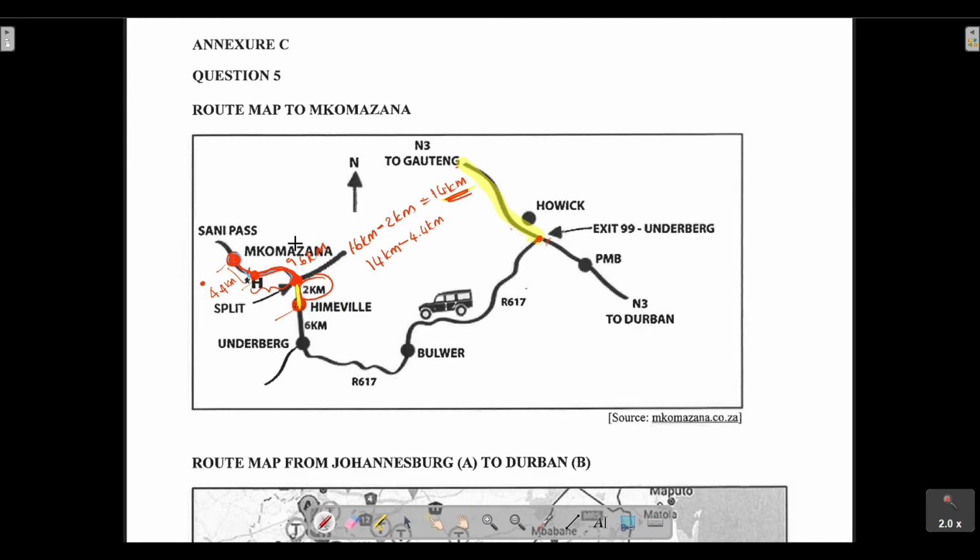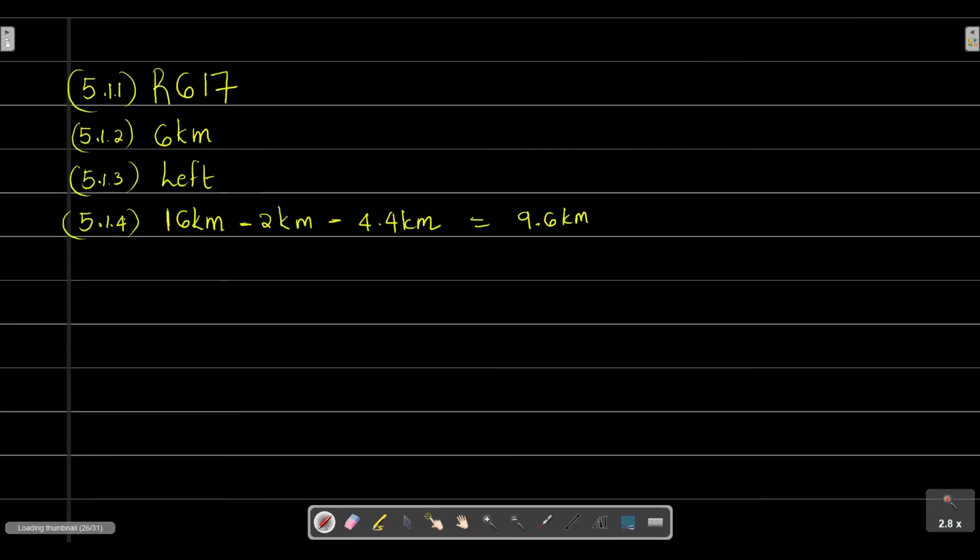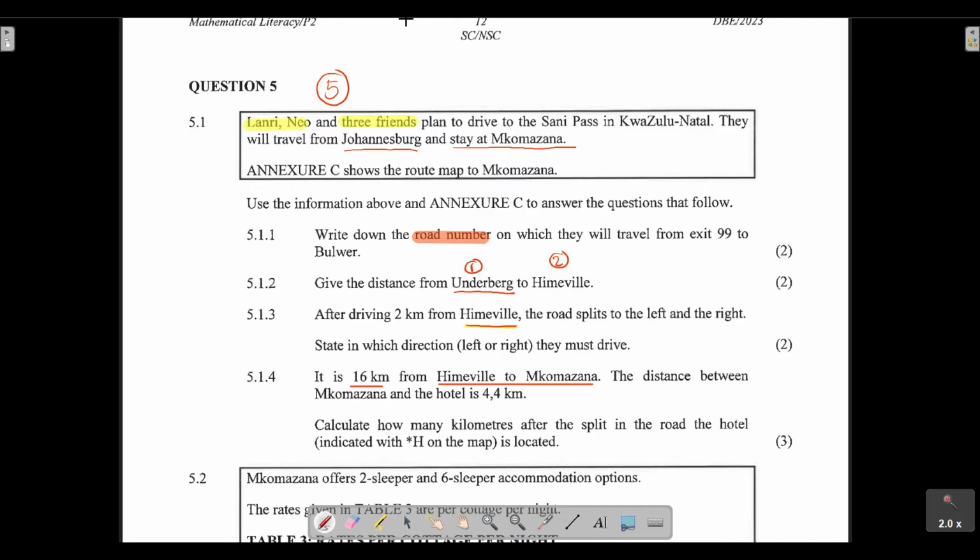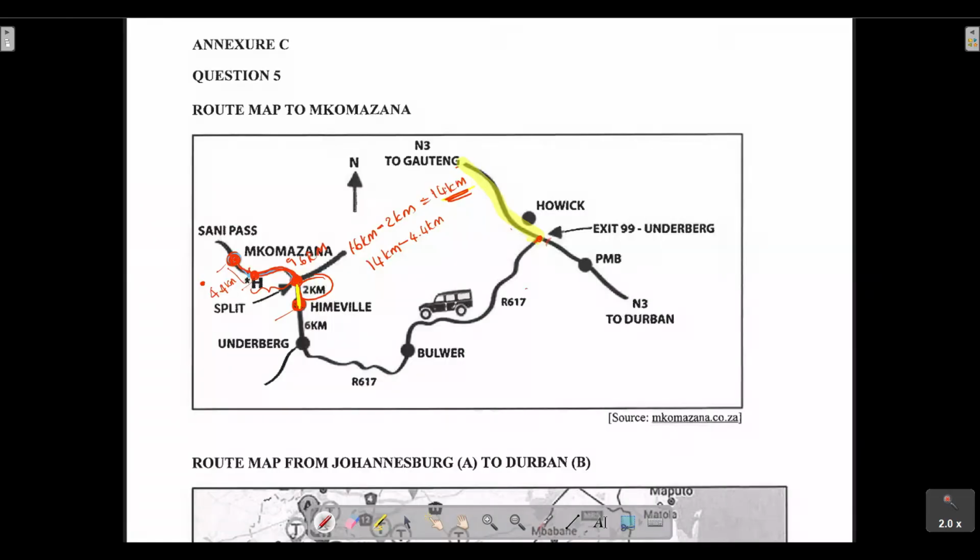Okay, so I hope you guys enjoyed question 5.1. It was just an easy, straightforward question, right? I don't think there were any problems there. You just need to make sure that you read your questions properly. Okay, let's have a look at the next question, question 5.2.